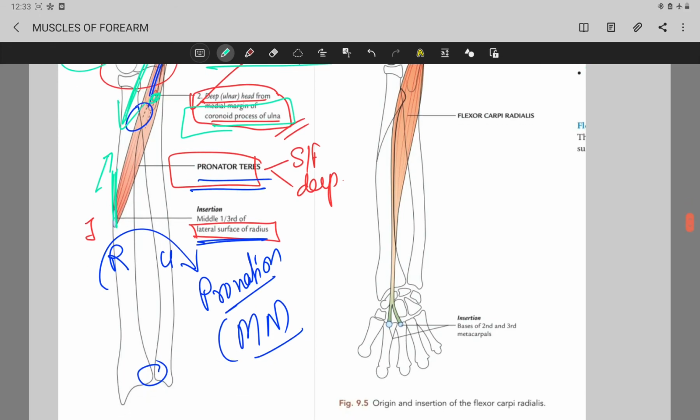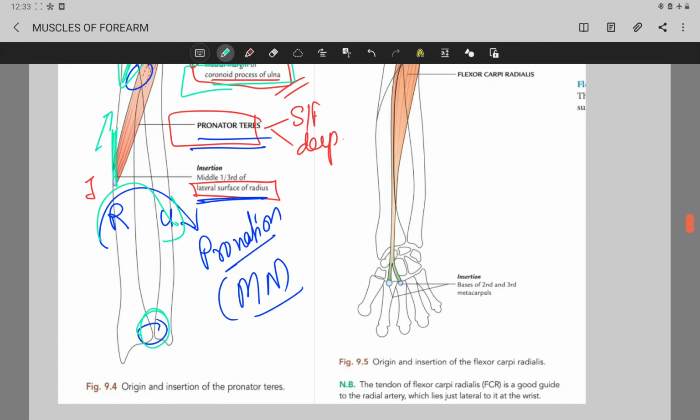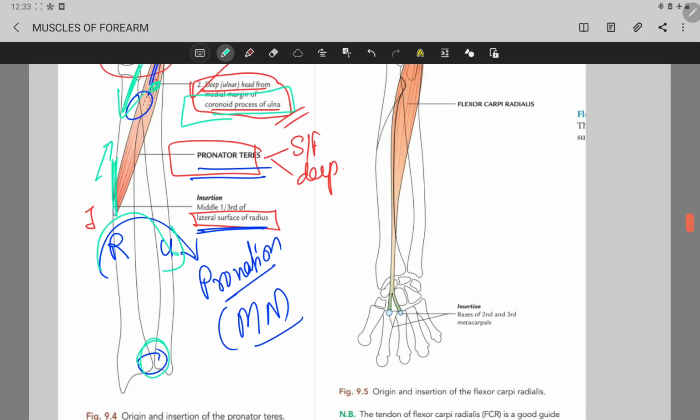Also, this pronator teres is causing the rotation of the radius on the ulna at the radio-ulnar joint. Radio-ulnar joint is which type of joint? This is a pivot joint, a pivot synovial joint. That's why it's causing rotation. Both the superior radio-ulnar joint and the inferior radio-ulnar joint are pivot type synovial joints.